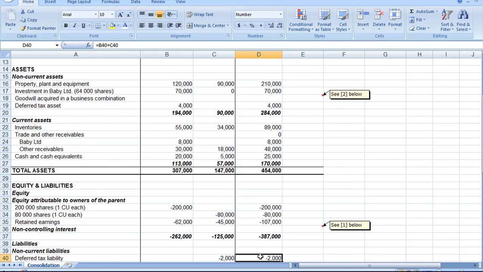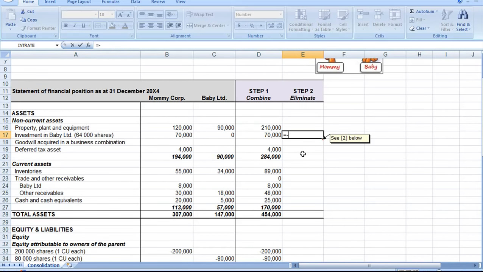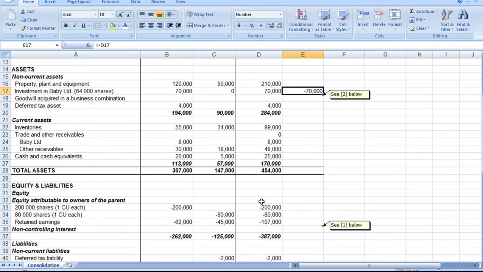We credit Mummy's investment in full, so we put minus 70,000 here. Then we debit Baby's share capital in full. We put plus 80,000 here. So yes, the consolidated statement of financial position will still show only the share capital of Mummy and zero for Baby, even if it's not owned fully by Mummy.